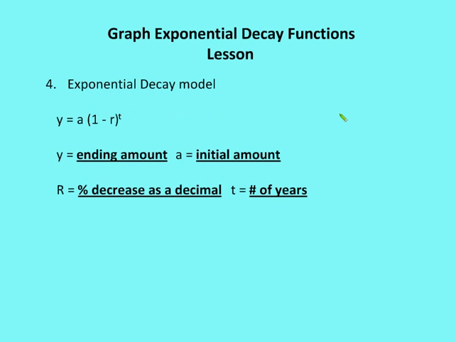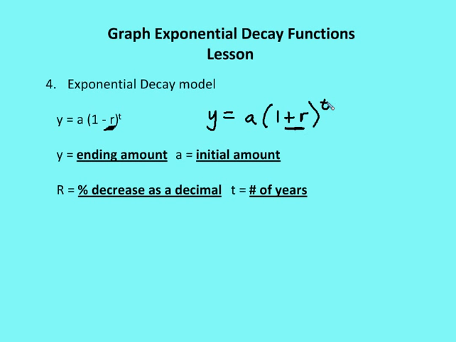Now the exponential decay model is very similar to the exponential growth model with one exception. The exponential growth model is y is equal to a times 1 plus r to the t. So if you take a look for a second, you'll notice the difference. The difference between growth and decay is that in decay, I'm subtracting that percent decrease, or that rate of change. And in growth, I'm adding that rate of change.